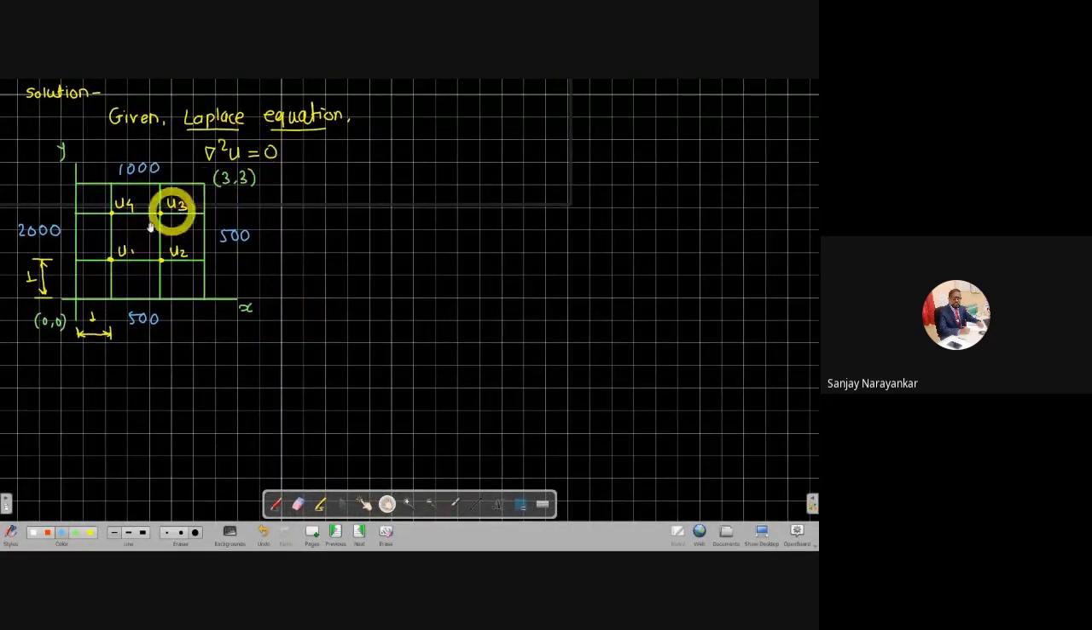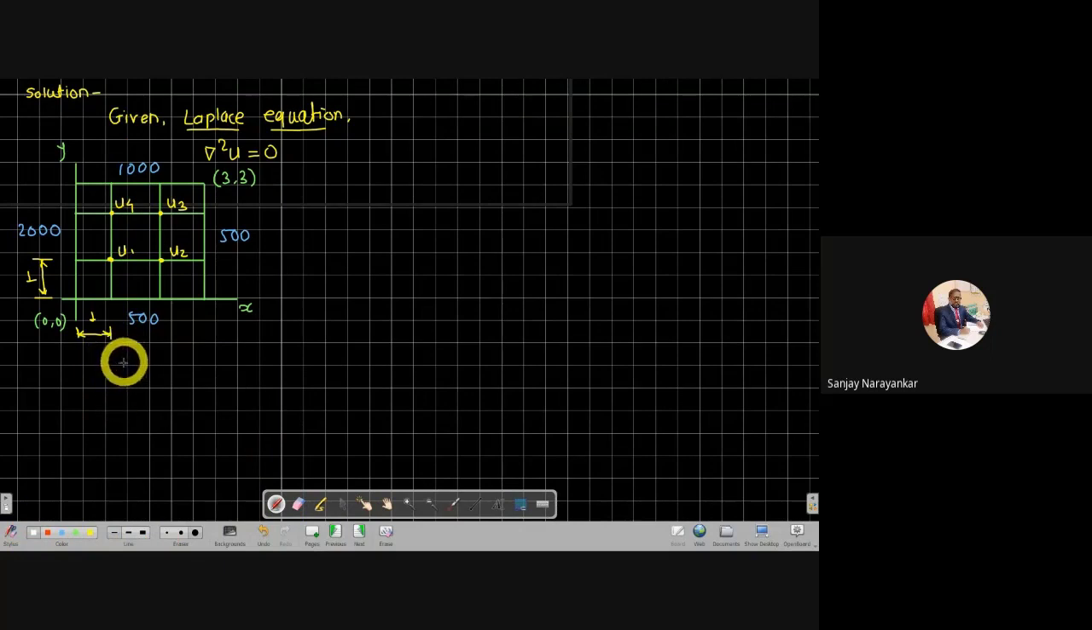Now we have to find the values of u1, u2, u3, u4. But for that, what additional information do we have? You can see that the top layer is subjected to 1000, the bottom to 500, the left to 2000, and the right to 500. So we have this grid system, and now we have to find a solution. Finding the solution using the Laplace equation means you have to find u1, u2, u3, u4. So let us find that.